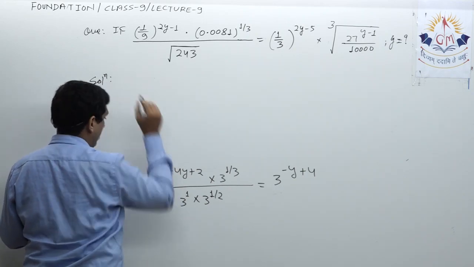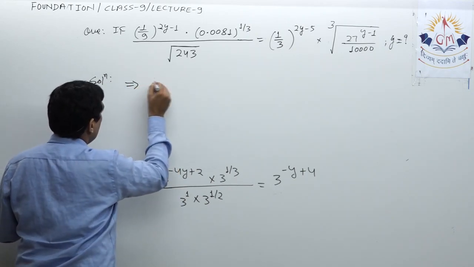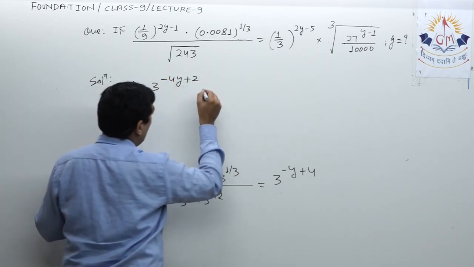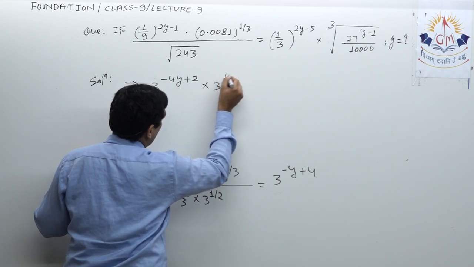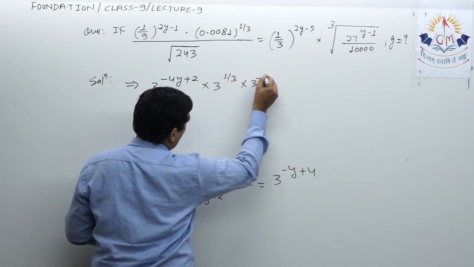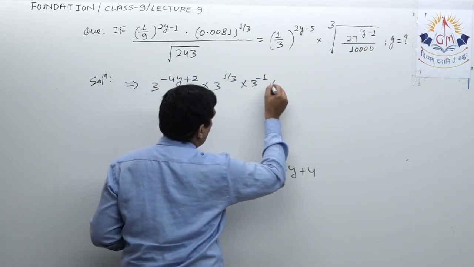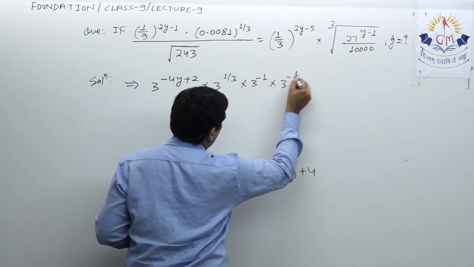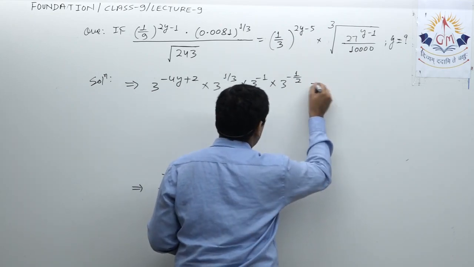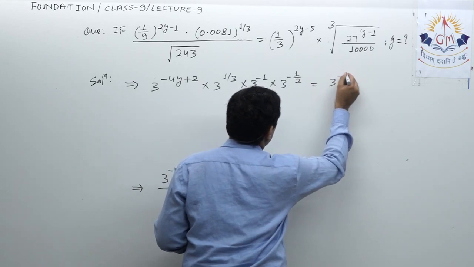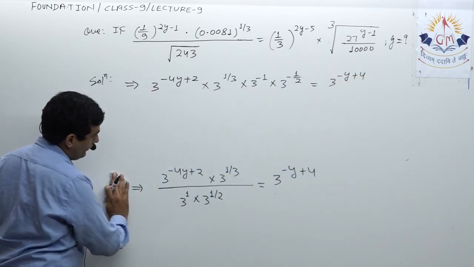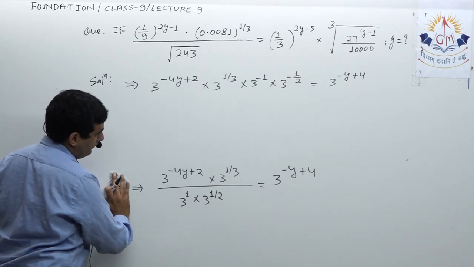Okay, so next step, now 3 raised to minus 4y plus 2 into 3 raised to 1 by 3. Now when this comes up, this will become 3 raised to minus 1 and 3 raised to minus 1 by 2 is equal to 3 raised to minus y plus 4. Minus 4y plus 2, 1 by 3 minus 1 minus 1 by 2.